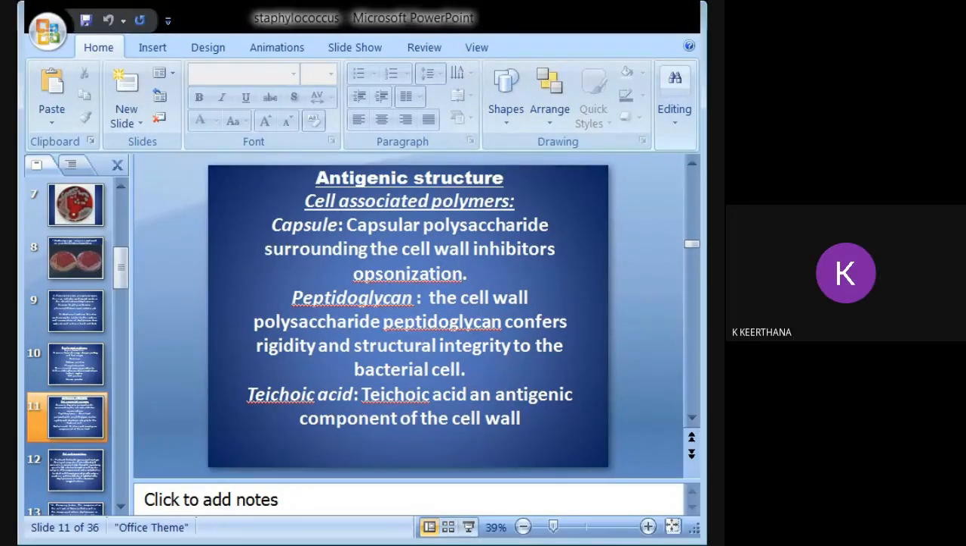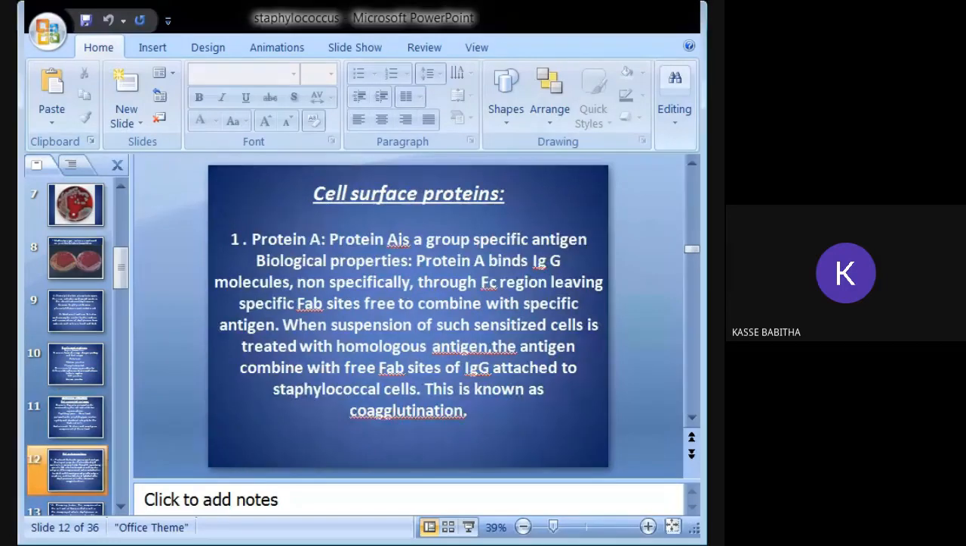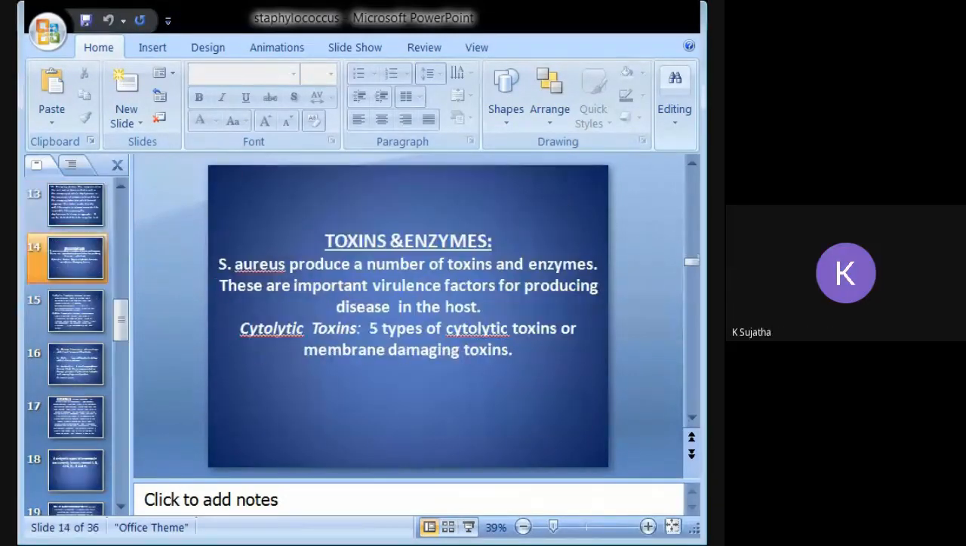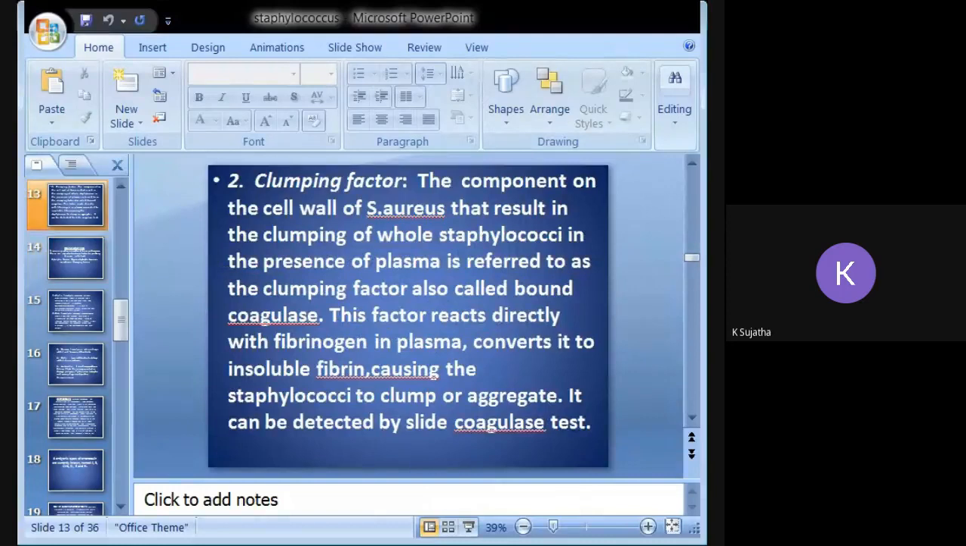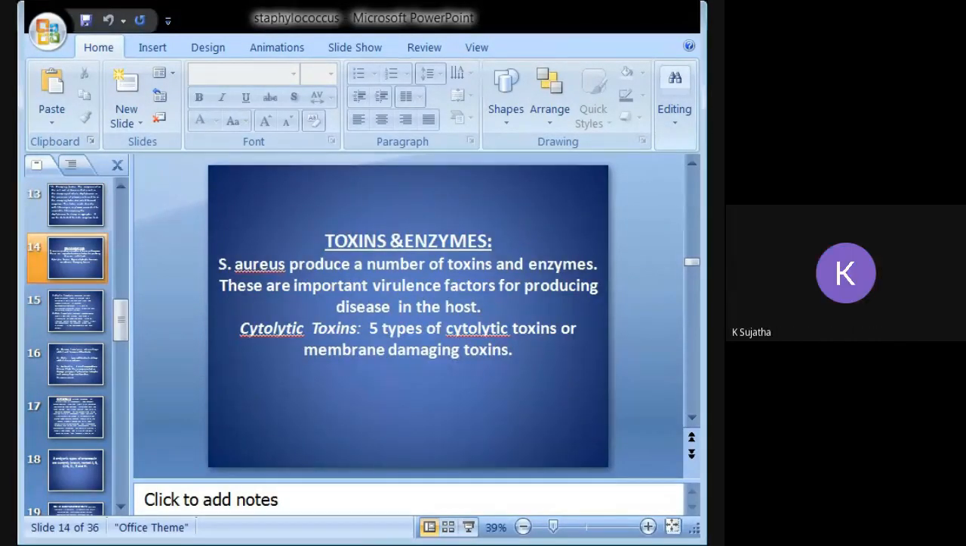Next, what are the antigen structures? How many types of antigens are produced by this bacteria? Capsular polysaccharides, peptidoglycans. How many substances are present on the cell surface? Two types: protein A and clumping factor. Very good. So clumping factor is nothing but bound coagulase. Coagulase. Okay, very good.